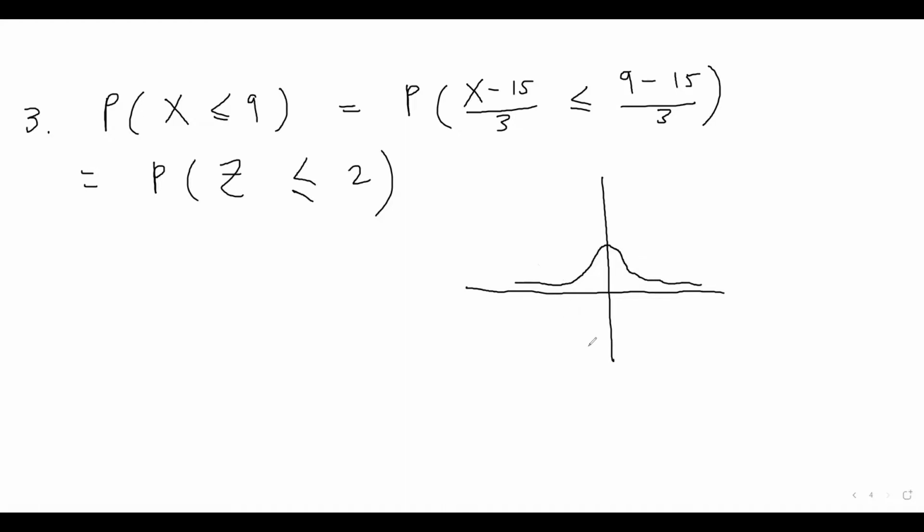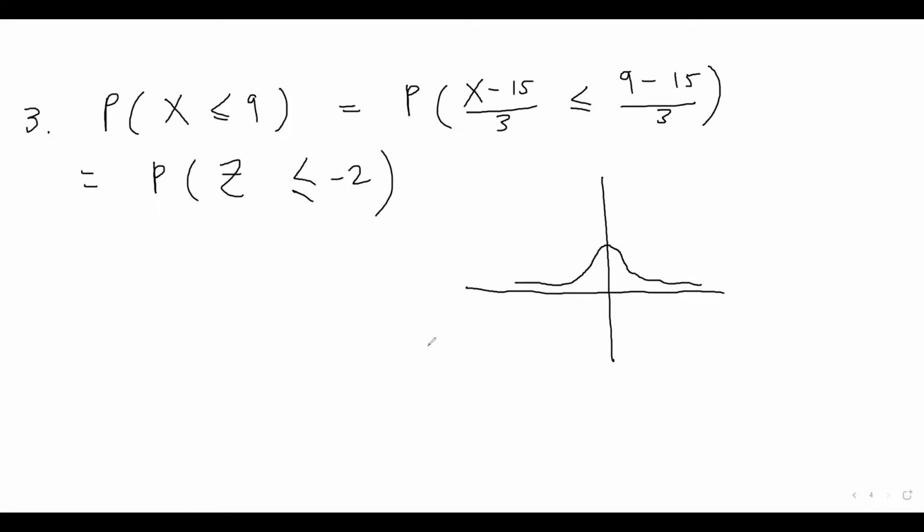Okay, so now which area are we looking for? Let's see. Okay, I think there's something I'm missing here. I've got 9 minus 15 over 3. I'm missing a minus sign. Let's just put a minus sign here. Okay, there we go. It's minus 2. Instead of 2, it's minus 2. 9 minus 15 over 3 is minus 2. So we fixed that little mistake there.